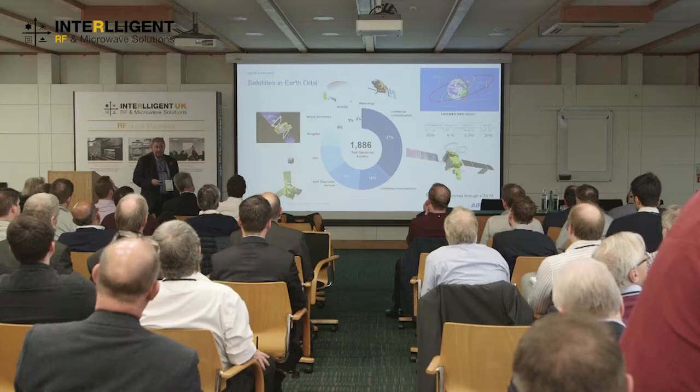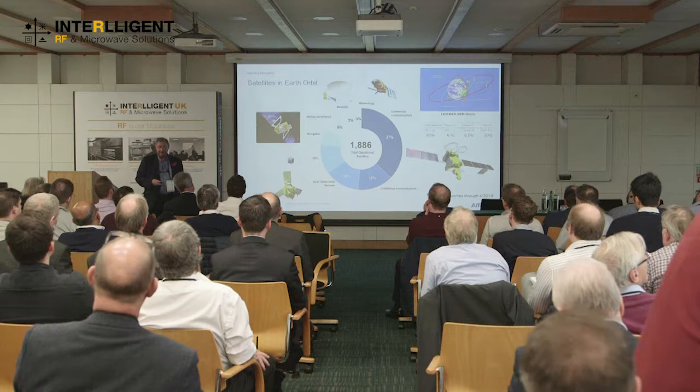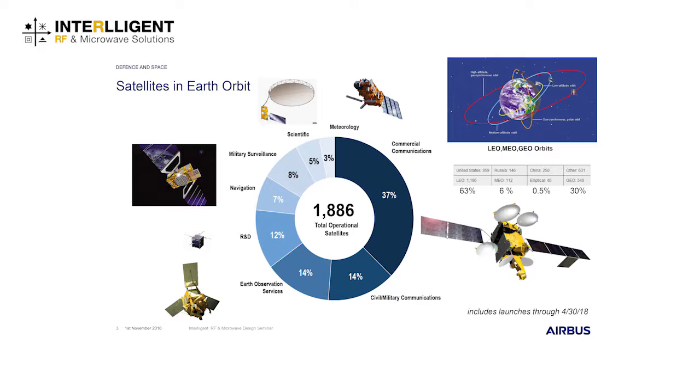So just a bit of information, really. As of about April this year, there's around about 1,886 operational satellites in orbit around the Earth. And of those, you'll see more than half are actually to do with communications, either commercial communication or civil or military communications. And you can see also in the top left corner is an indication of different types of orbit we talk about. Low Earth orbits, medium Earth orbits, and geostationary orbits. Predominantly, a lot of satellites are from the US or Russia or from other areas.